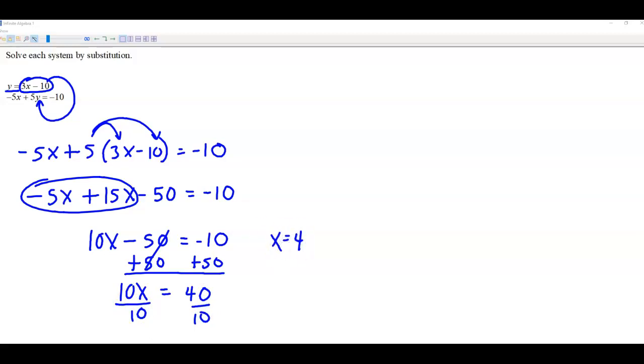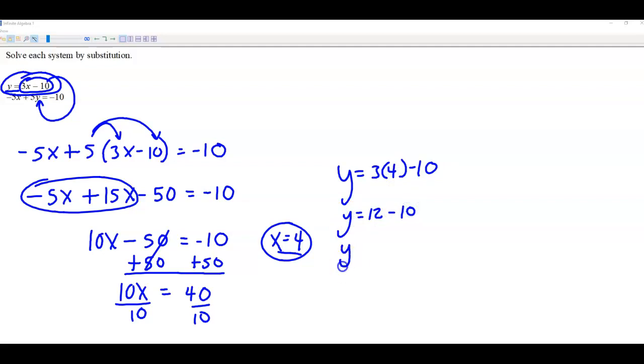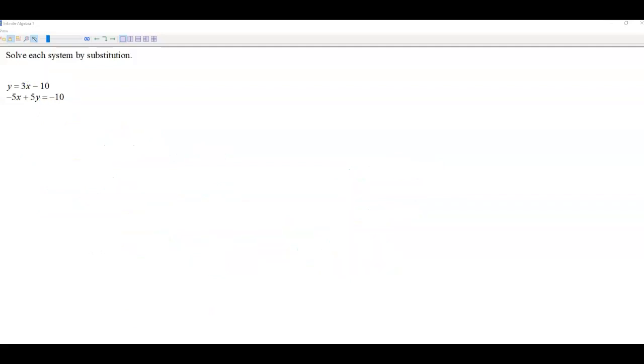Now that's the first part. But I also need to find the y value, so to do that we go back to one of our original equations. I'll go with y equals 3x minus 10. And you're going to plug the answer that we just got in for the x. So I just got x equals 4, so I can replace x with 4. And there's my y value. So that's the substitution method for solving a system. Go ahead and move on to number 6.